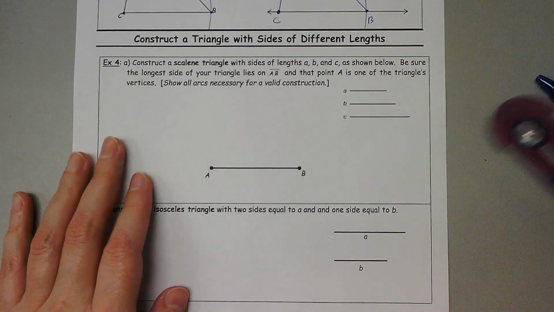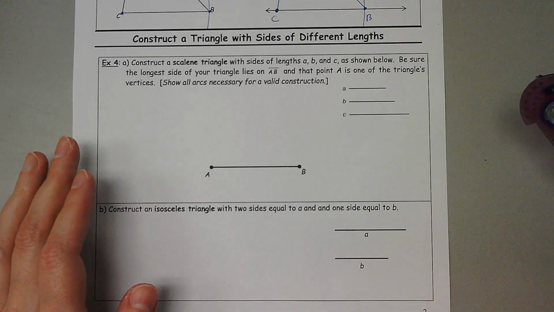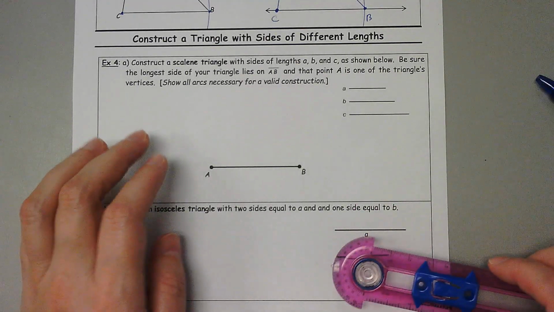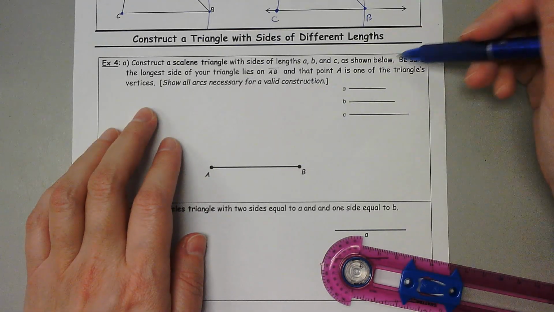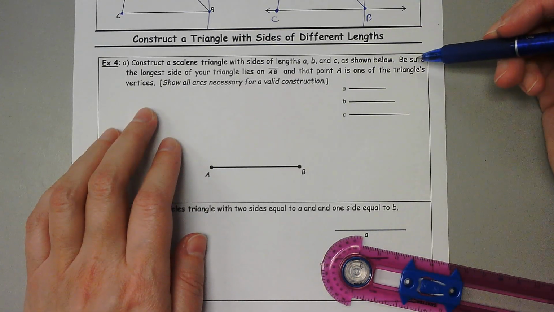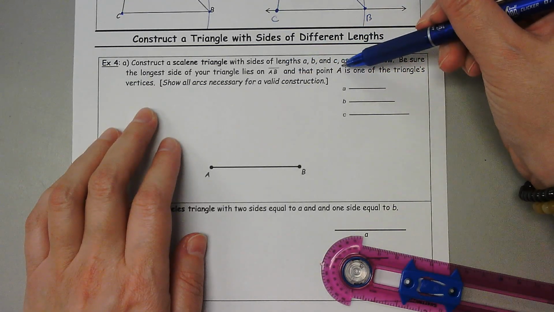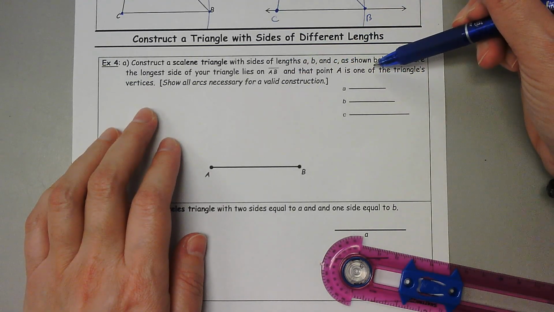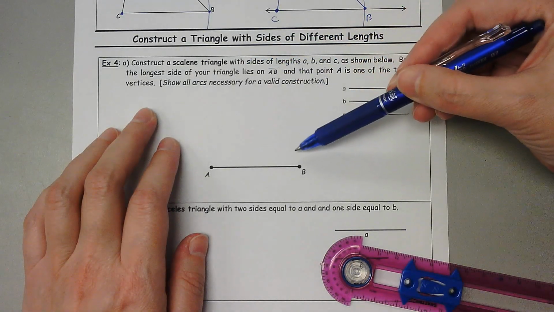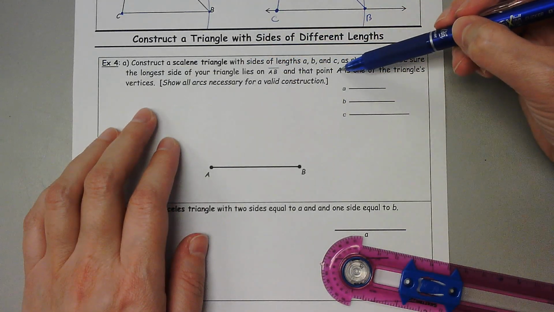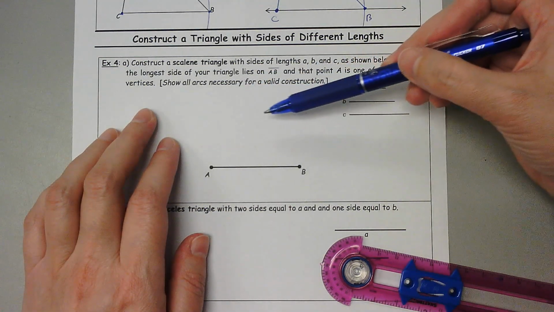These are the last two constructions in the notes part of lesson 2-1. And we're going to construct a scalene triangle with side lengths of A, B, and C as shown. It says, be sure that the longest side of your triangle lies on AB, and that point A is one of the triangle's vertices. So we need to put the longest side on line segment AB, but we have to make sure that point A ends up being one of the vertices of the triangle that we are building.